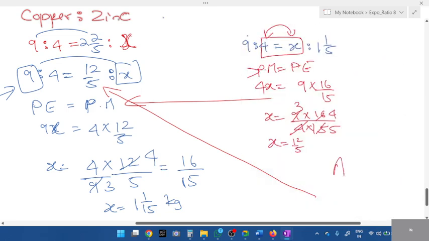Okay, for proportion, the formula is fixed. If you have A, B, C, D, A is to B should be equal to C is to D. This is the formula.